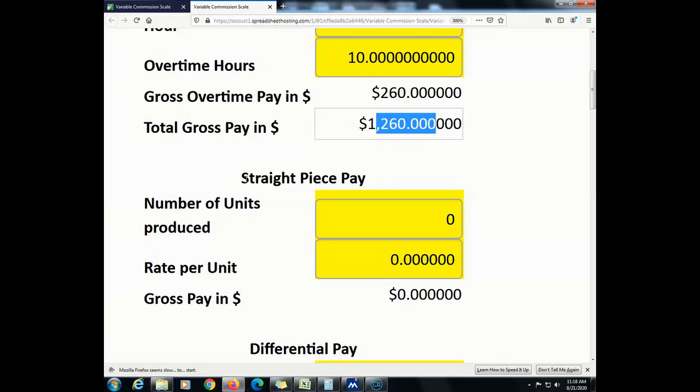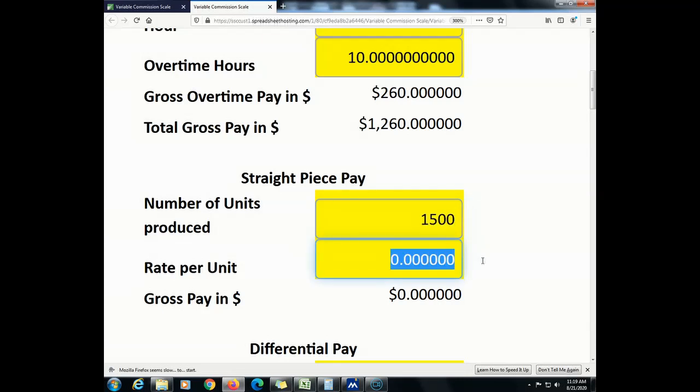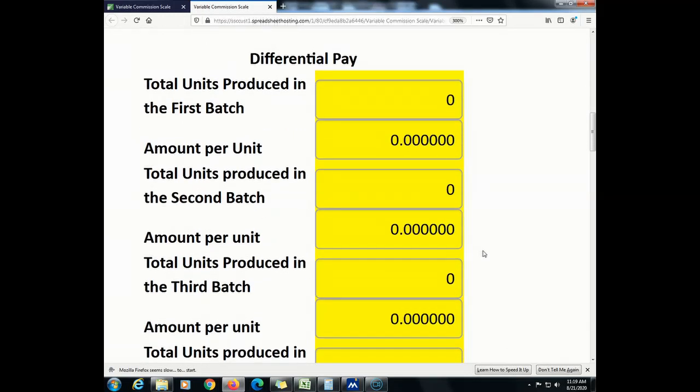Next, you have your straight piece pay method. Suppose you work as a machine operator for a certain business that pays you a certain rate for the total units that you make. The total units that you make is 1,500 units. Rate per unit, $1.50. Notice this calculator automatically figures out your gross pay, which is $2,250.